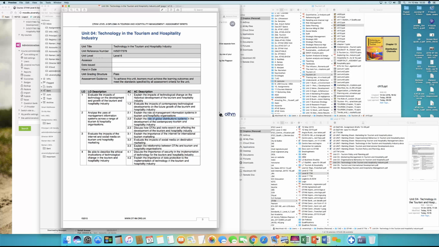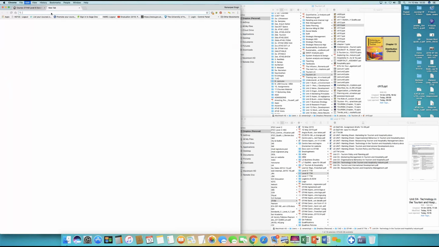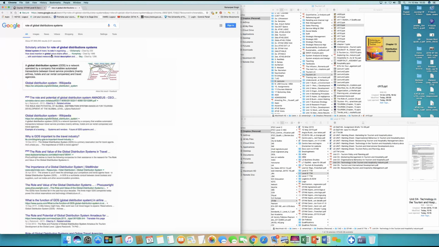So for example, here, global lead distribution system, what I will do is copy this, go onto the internet, and literally put this into Google. So Amadeus is another system. Even put in draft, you mean just write by myself the same context? Absolutely. So what is GDS?